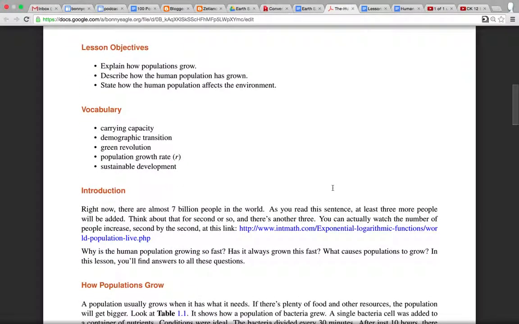Introduction. Right now, there are almost 7 billion people in the world. Can you believe that, Nigel? No. Good, but it's true. As you read this sentence, at least 3 more people will be added. Wow, that's a lot, Nate. Wow, it is. Think about that for a second or so, and here's another 3. You can actually watch the number of people increase second by second at this link right there.